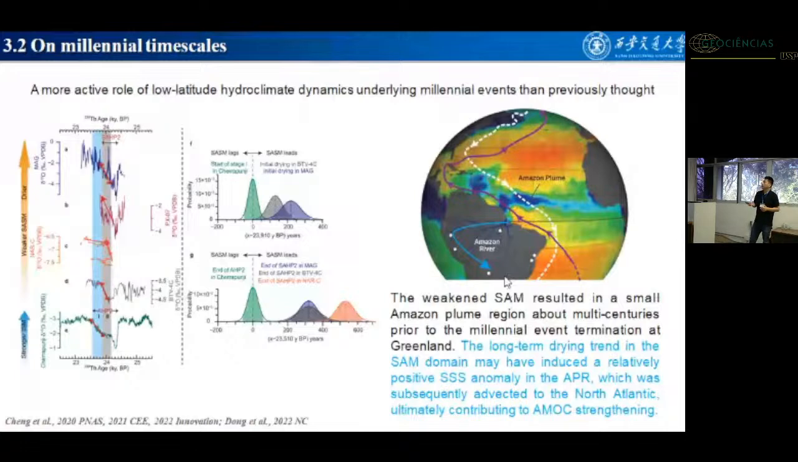It's because the weakened South American monsoon will result in a smaller Amazon plume in this region, and the long-term drying trend in the South American domain will result in higher sea surface salinity. It will finally increase the AMOC. So it finally will contribute to the AMOC strengthening. Then it will lead to the recovery and the end of the Heinrich 2 event.